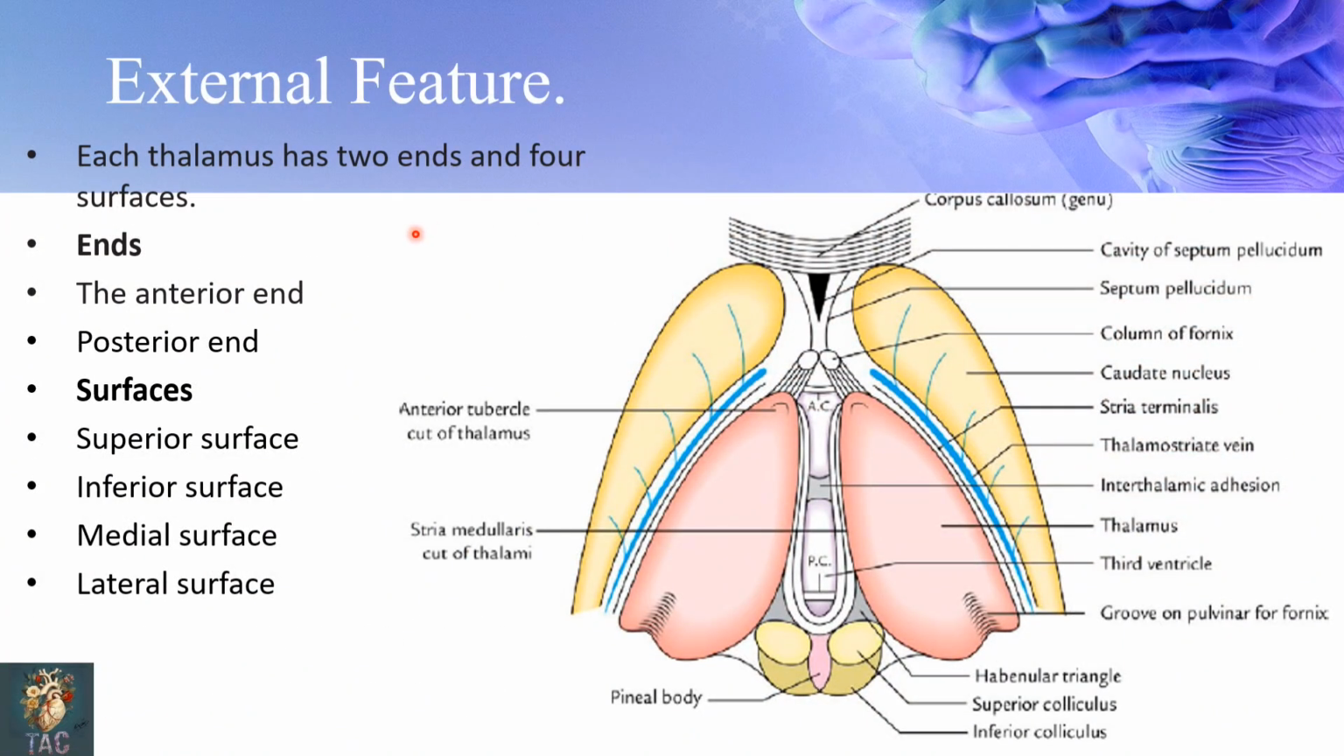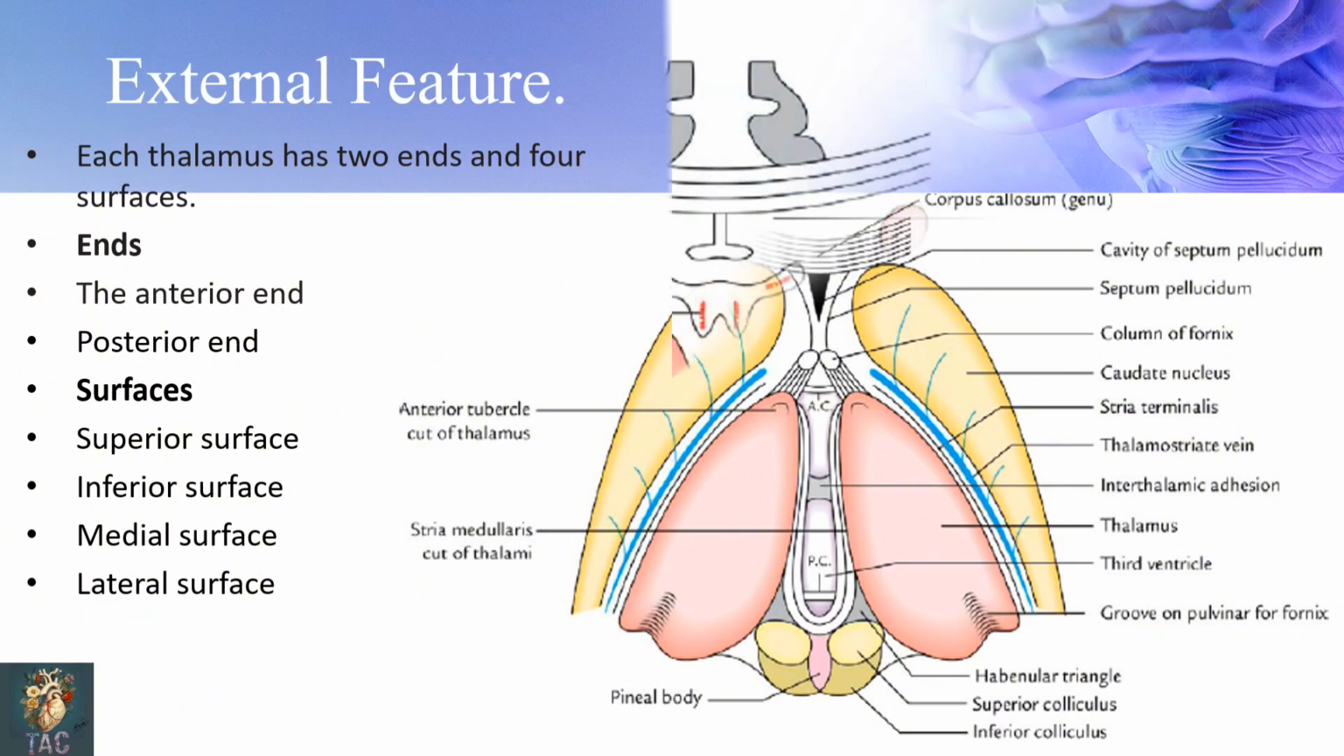So for external features, it has two ends, the anterior end and the posterior end. The anterior end is also called the anterior tubercle, and the posterior end mainly forms the pulvinar. It also has four surfaces: the superior surface, the medial surface which is related to the dorsal aspect of the cavity of the third ventricle, the lateral surface which is related to the cavity of the lateral ventricle, and the inferior surface which is related to the subthalamus and the hypothalamus.